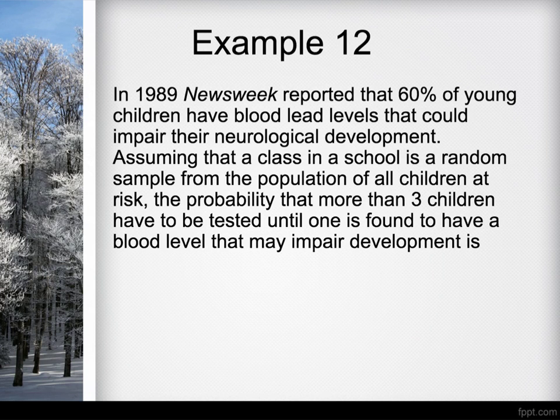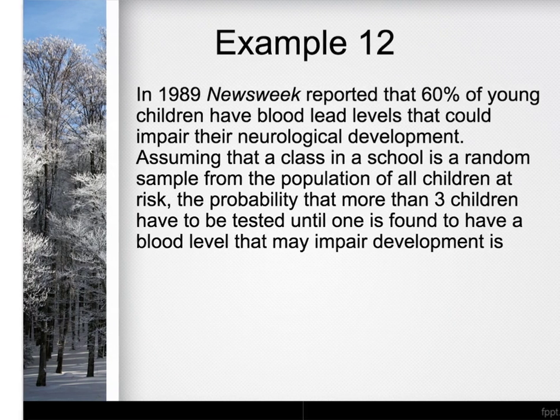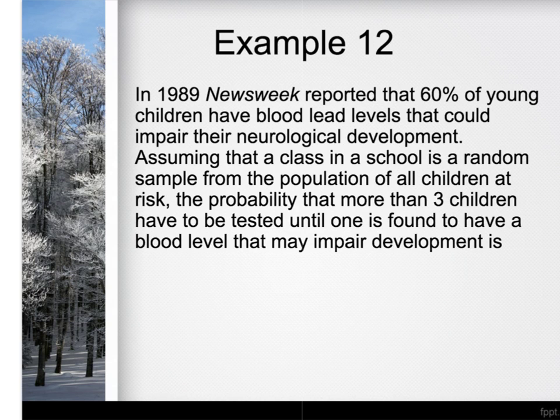In 1989, Newsweek reported that 60% of young children have blood lead levels that could impair their neurological development. Assuming that a class in a school is a random sample from the population of all children at risk, the probability that more than 3 children have to be tested until one is found to have a blood level that may impair development is equal to what? So what we have here is a situation where we're waiting for a success.